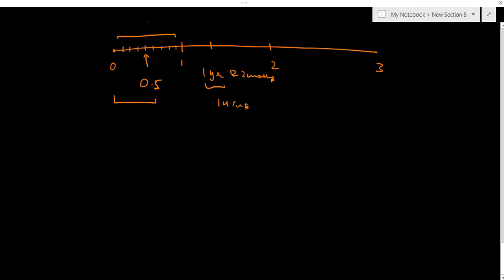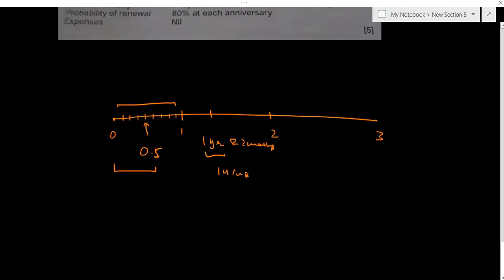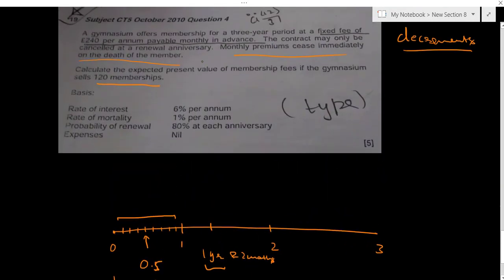This is in the form of an annuity that is payable in advance. That is what they have told us: a fixed fee of 240 per month payable in advance. That is why it is an annuity, and it ceases immediately on death of a person.